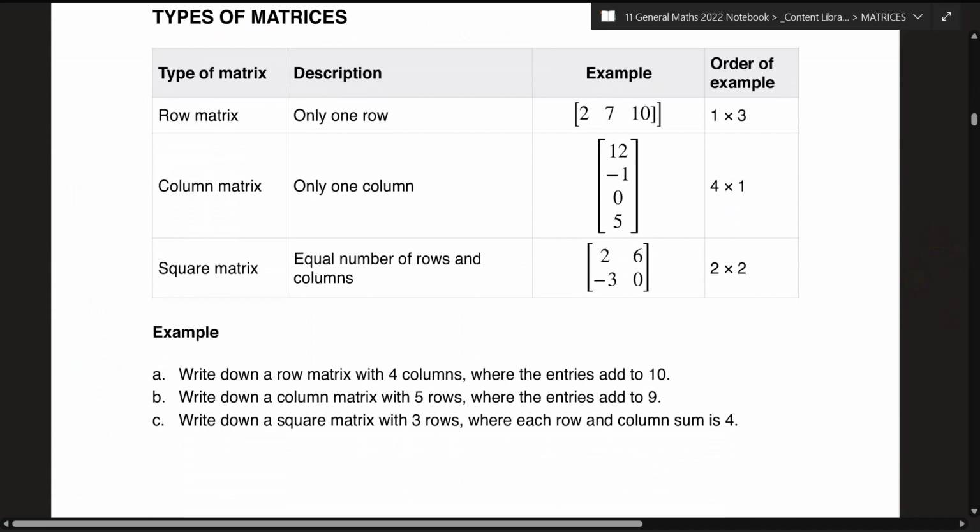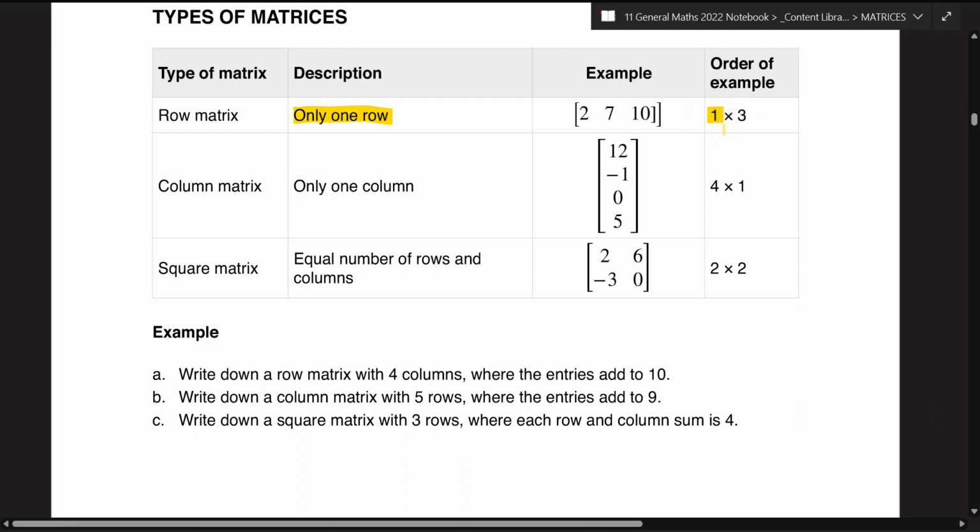For example, you might have what you call a row matrix. A row matrix has only one row, hence the name row matrix. Here's an example of it: 2, 7, 10 in the elements. The order of a row matrix is always going to have one row. Keep that in mind. Row matrix, one row. So the first number, because remember that means row by column, is always going to be a 1.